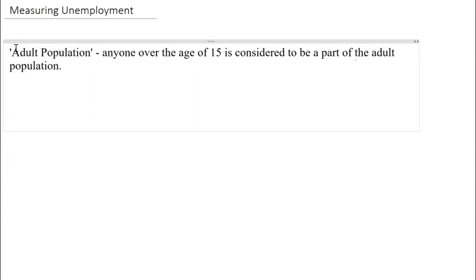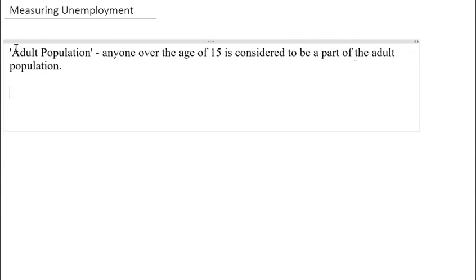Now, we measure employment and unemployment of this group of people. So if someone is 14 years old and working, they're not considered to be part of the adult population. Someone who is 50 years old is part of the adult population, and we would like to know their employment status.